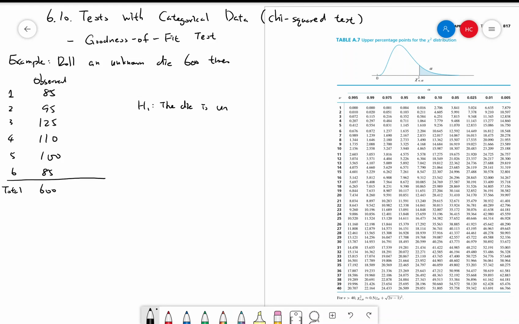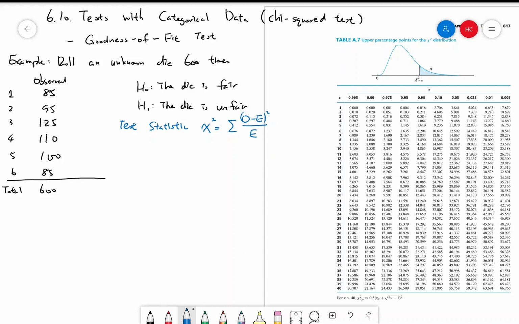That's our alternate hypothesis, and the null hypothesis will be the opposite, which says the die is fair. Okay, so we're going to perform a test on this. The test statistic, because it's called a chi-square test, is chi-square. Chi-square is defined to be the sum of this quantity, O minus E squared over E.